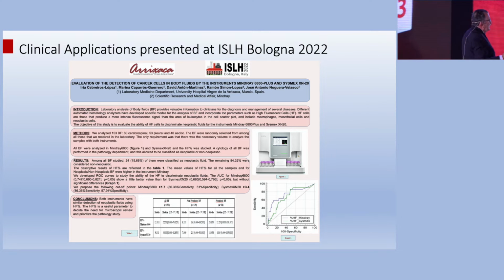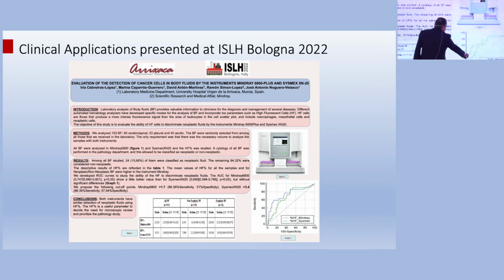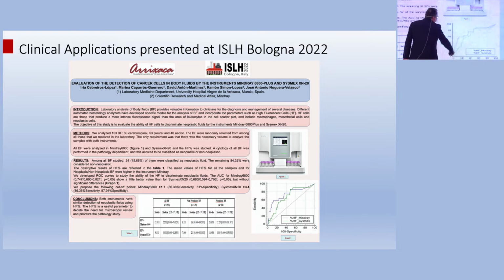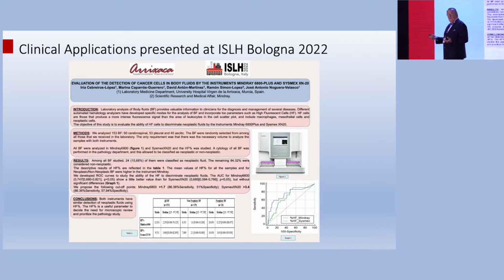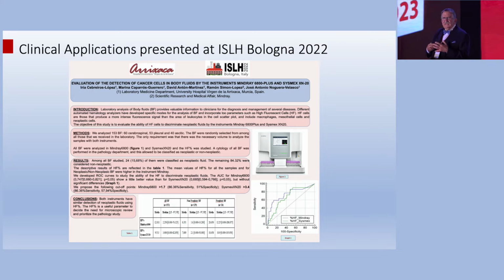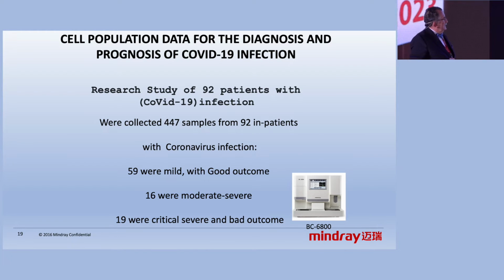ROC curves showing better performance detecting cancer cells in body fluids of the Mindray 6800 compared with the Sysmex XN. For this reason, we are also using the morphology of the cells in the scatter plots to measure and detect cancer cells better.